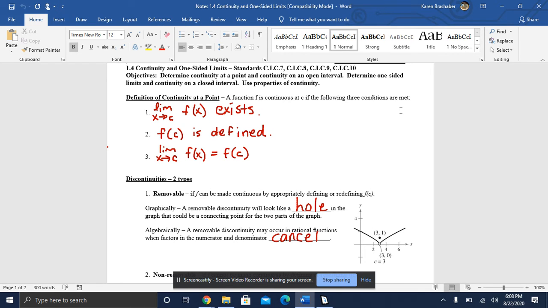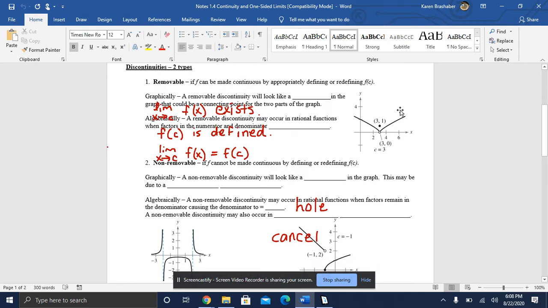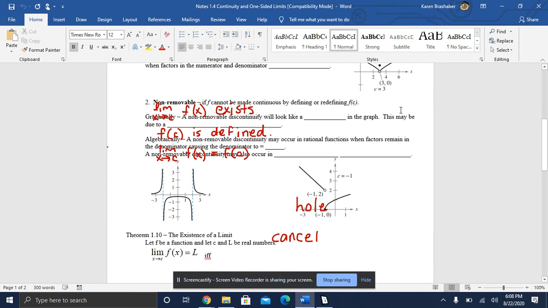So I'm going to scroll on up and take a look at our other type of discontinuity. The opposite of removable would be non-removable. So a non-removable discontinuity would be if f could not be made continuous by redefining f of c.